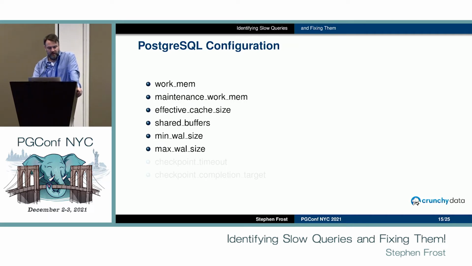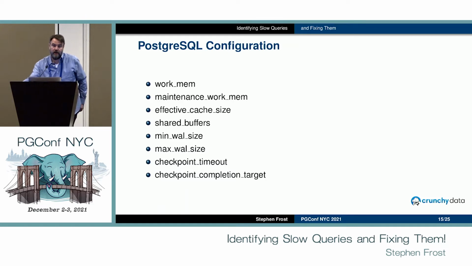Min and max WAL size: as I mentioned before, max WAL size is a really important parameter because it controls how frequently checkpoints are happening, so that may be something you want to look at. Checkpoint completion target: if you haven't tuned this yet on systems older than 14, I recommend going and tuning it. In 14, we actually changed the default to 0.9, and that's really what I would recommend because that gives Postgres the entire checkpoint timeout in order to complete the checkpoint.